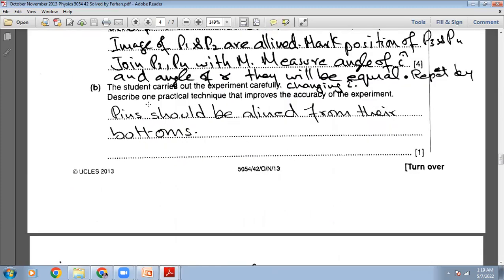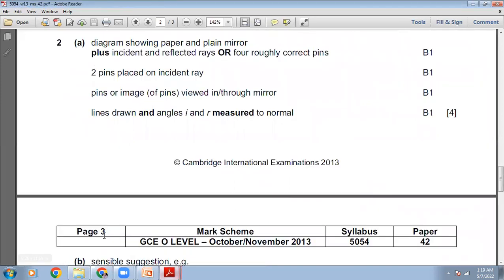Okay, so the student carries out the experiment carefully. Describe one practical technique that improves the accuracy of the experiment. The lines you draw should be very thin. The pins should be aligned from their bottom, not from their heads. So I hope you can understand this. Let us see the marking scheme.